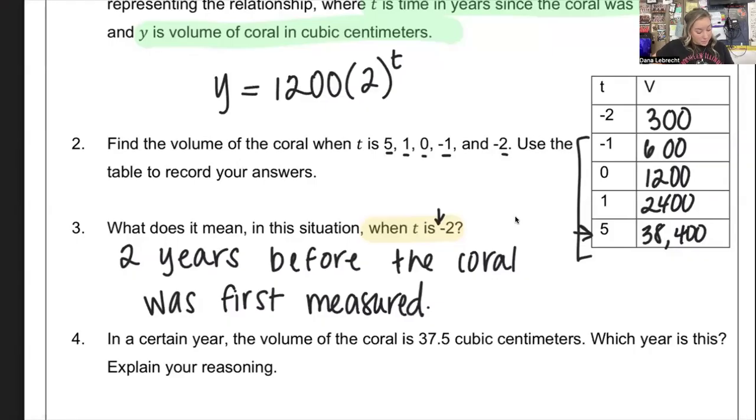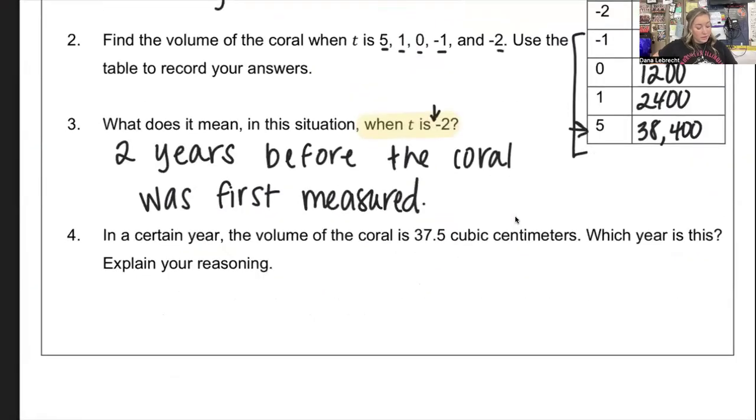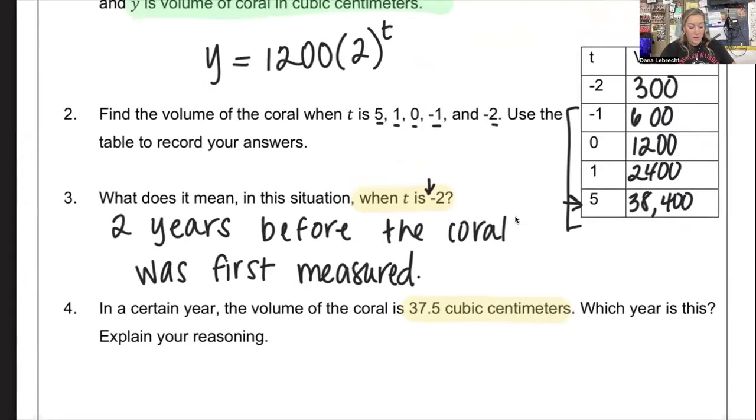All right, so then number 4, in a certain year, the volume of the coral is 37.5 cubic centimeters. Which year is this? So if we're looking at our table, if we're moving in this direction, our numbers are getting larger, right? If we're looking for 37.5, we need to be looking at years before -2. So we need smaller numbers because that's when my coral was smaller, right? It starts small and then gets larger as time goes on.